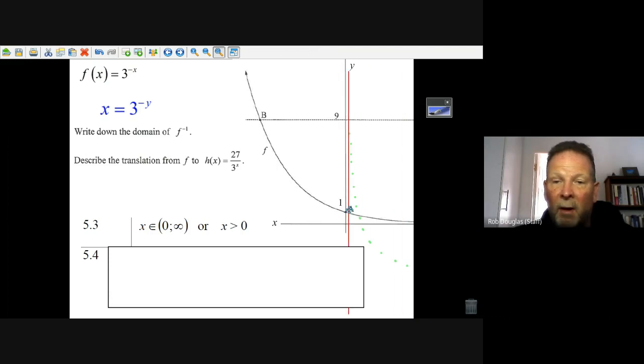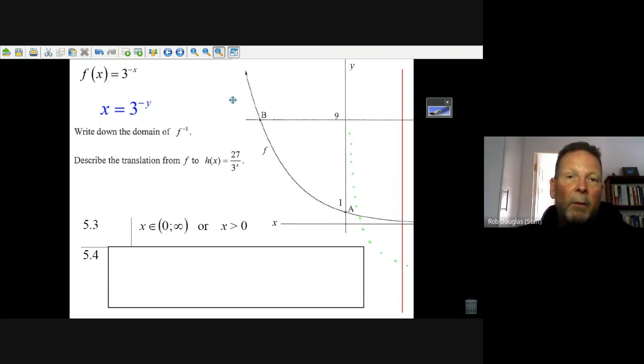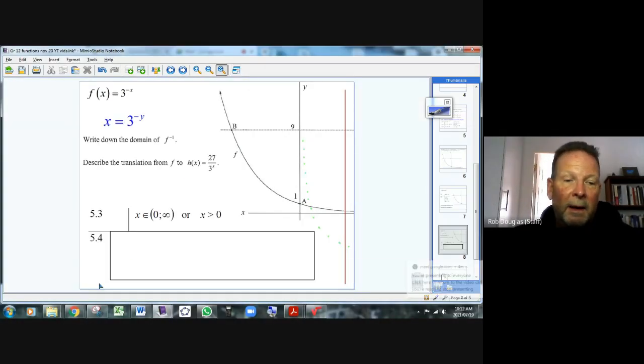The domain is all the things x can be. Well, I put a few little green dots in here to do a rough sketch of the inverse. And I can see, hey, x is greater than 0. So x is an element of the real numbers, and it's greater than 0. That's your answer. Well, we'll do 5.4 and 5.5 in the next video.